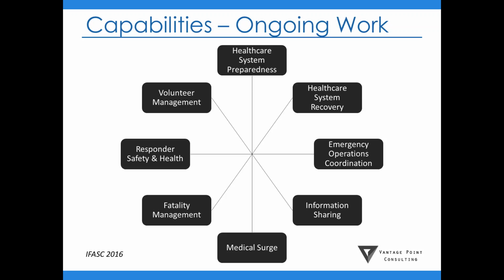And the last capability that the Healthcare Coalition works towards from the Healthcare Preparedness Program side is volunteer management, making sure that we can effectively coordinate the use of volunteers to manage an incident. We can do this through registrations of volunteers and determine how they can help the healthcare organizations manage the healthcare needs in a disaster.